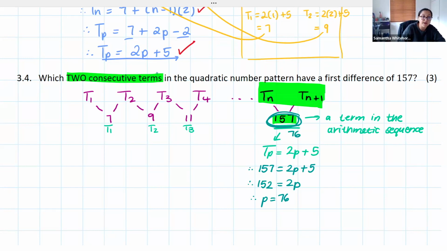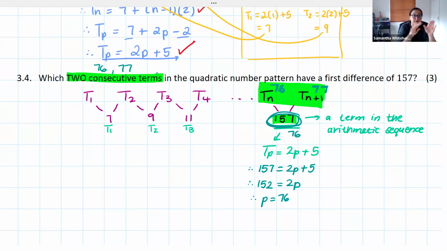And so what that's telling me is that the 76th term of my linear pattern is 157. Now go back to the pattern we saw. Between term 2 and term 1, we get the first term. Term 3 and term 2, we get the second term. Term 4 and term 3, we get the third term. So these 2 terms of my quadratic sequence here are 76 and 77. Those are the 2 consecutive terms where I will find a first difference of 157.